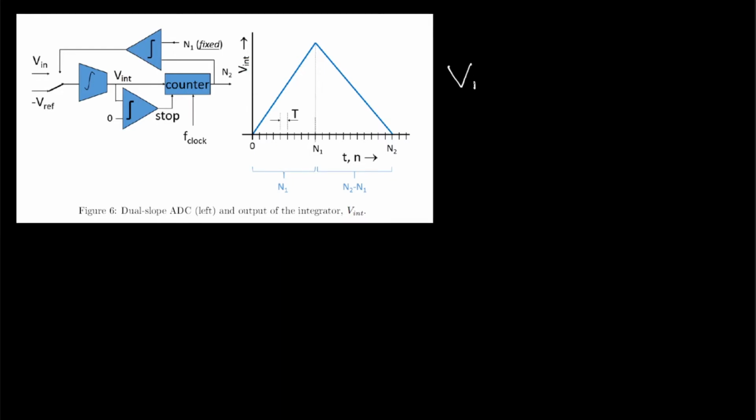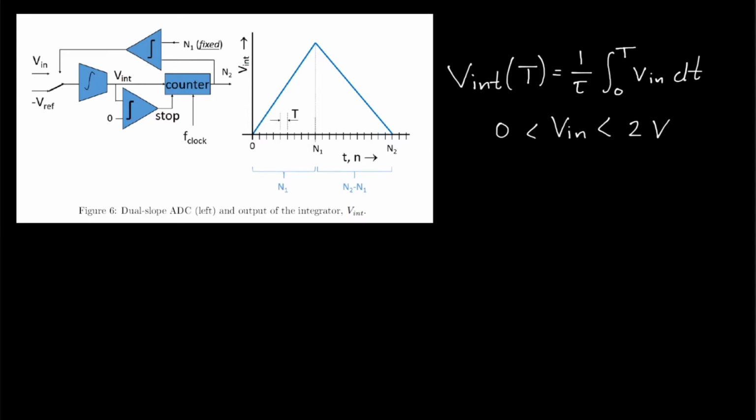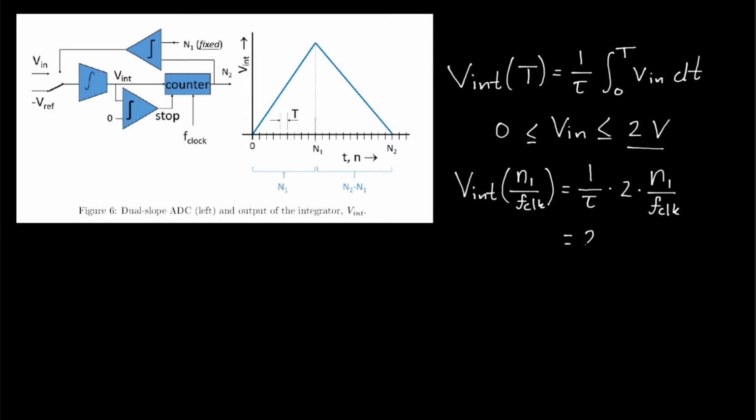It has been given to us that the integrator voltage follows this integral over here and that the input voltage lies between 0 and 2 volts, namely the reference voltage. So we will reach the maximum integrator voltage at a time of N1 over f clock, and we can fill that into the equation above, as well as an input voltage of 2 volts. And with the given parameters from the question, that yields us an integrator voltage of 2.048 volts.